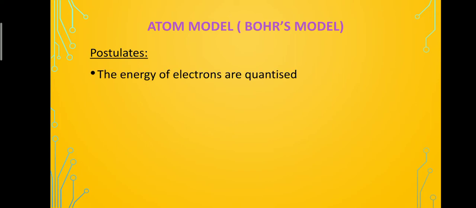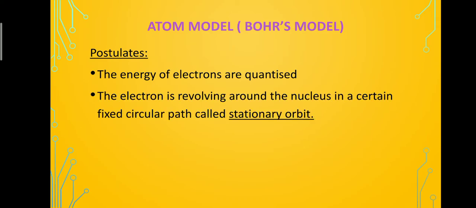So what are Bohr's assumptions? The first one is that the energy of electrons is quantized. That is, the energy with which the electron can revolve around the nucleus is always fixed. The second one is that the electron revolves around the nucleus in a certain fixed circular path. That is, the electron is moving in a stationary orbit, so it will go only in that orbit. It won't come near to the nucleus.